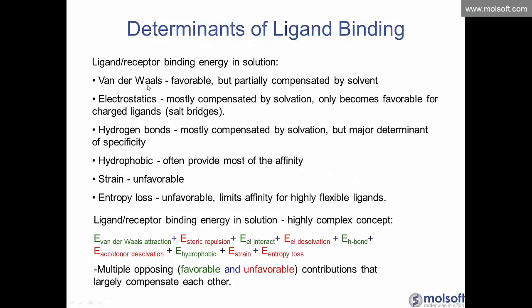So the determinants of ligand binding. You have van der Waals interaction, favorable. Sometimes it's partially compensated by the solvent. Electrostatics interaction is mostly compensated by solvation. It only becomes favorable for charged ligands, for example, salt bridges. Hydrogen bonds, a major determinant of specificity. Hydrophobicity often provides the most. If you've got a very hydrophobic ligand, it's going to provide most of the affinity. Strain of the ligand, so how strained it is inside the pocket, is going to be unfavorable. And then you have entropy loss. So you have a variety of different energies that are either favorable or unfavorable, and they largely compensate for each other.